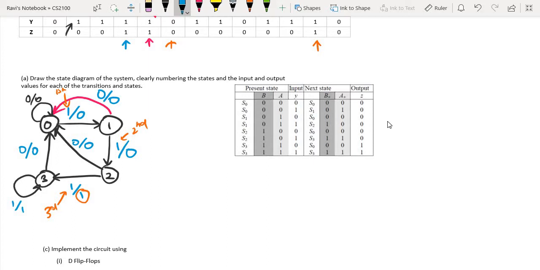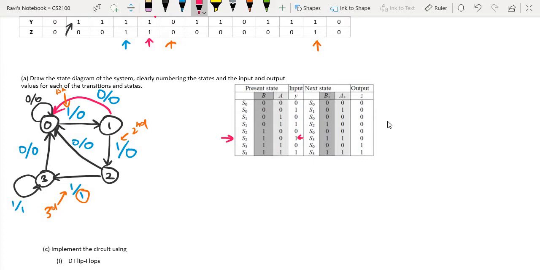Now quite a lot of you have a common question, which is this case here, where, for example, in state 2, one question is, my input here is a 1.